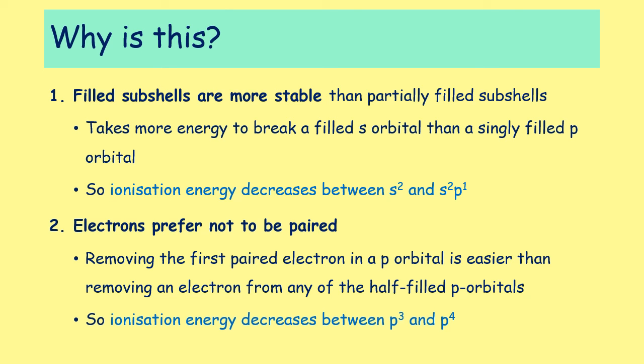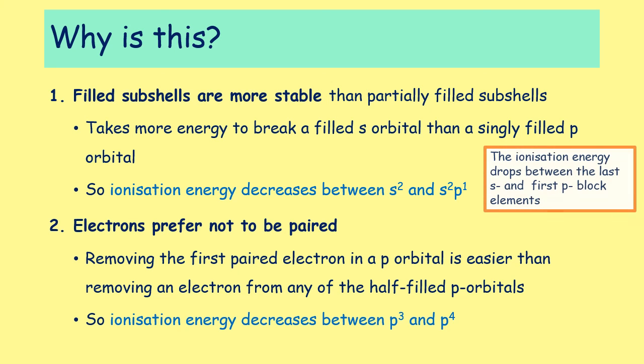Electrons also prefer not to be paired in degenerate orbitals. So when you're removing the first paired electron within a set of p orbitals, and this also happens for d orbitals, you increase the instability by having that pairing. Therefore, you're going to need less energy to remove that 4th electron from the p orbital than the 3rd electron from the p orbital, which means that you have a decrease in first ionization energy between group 5 and group 6.